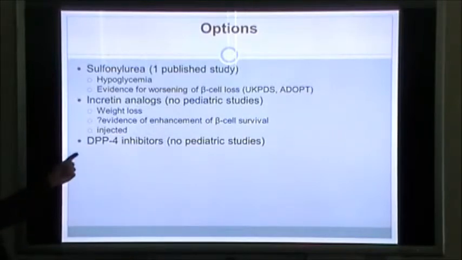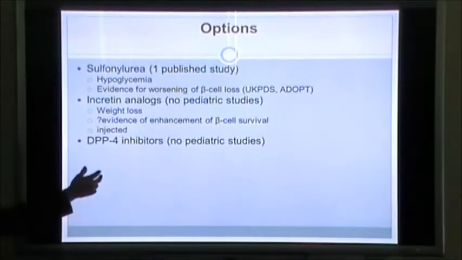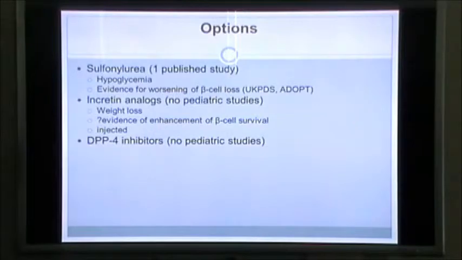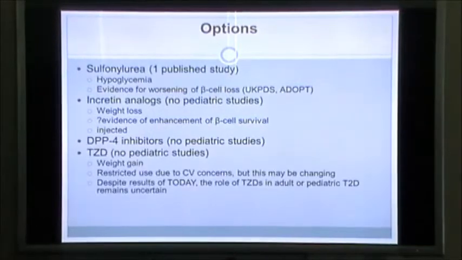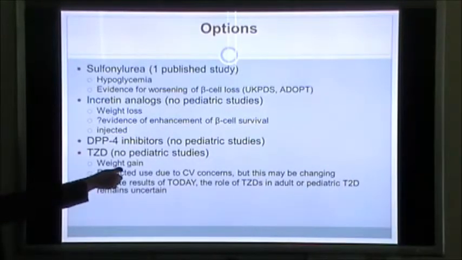DPP-4 is an endogenous enzyme that breaks down endogenous incretins. So inhibitors theoretically would increase incretins and help. There are no pediatric studies. TZDs, rosiglitazone, pioglitazone, no pediatric studies except the TODAY study, which is not a registration trial. We did see weight gain in our trial.